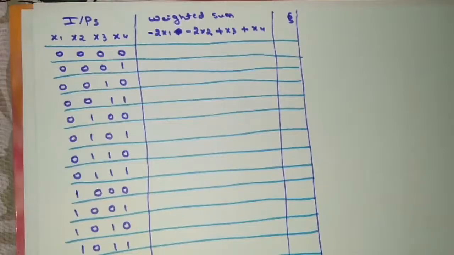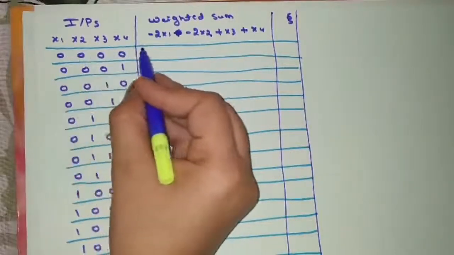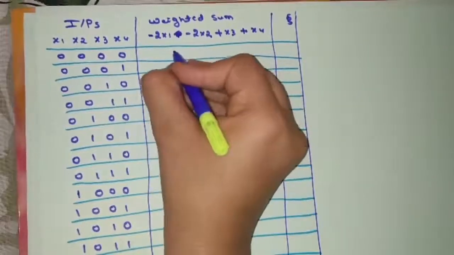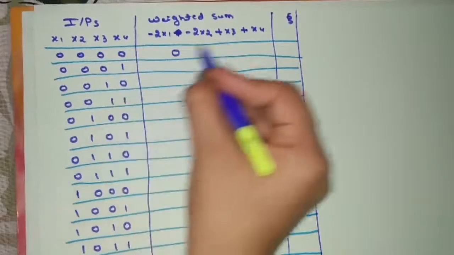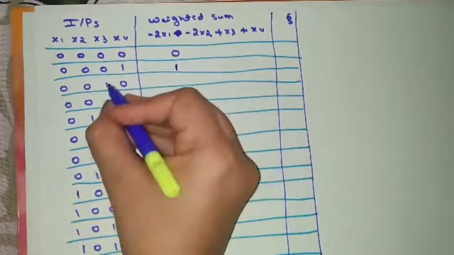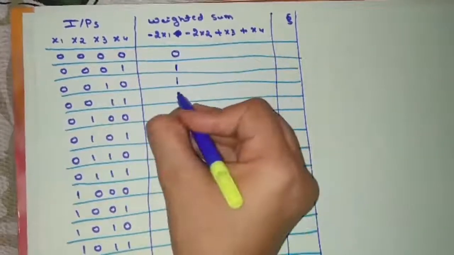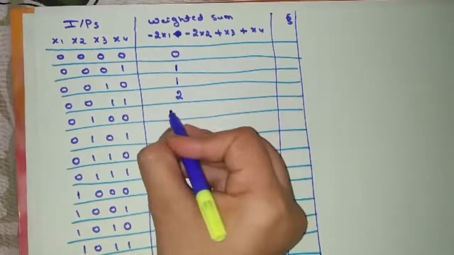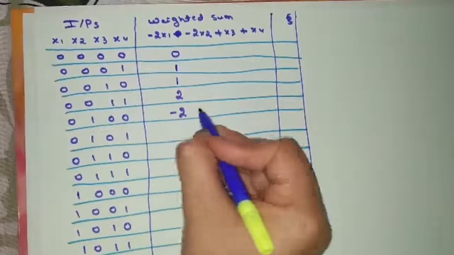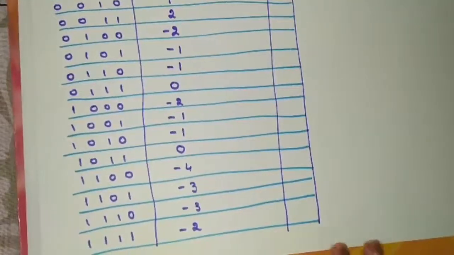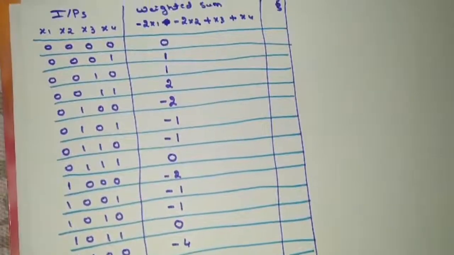Next we will go to the next step, that is the weighted sum. Just substitute the values of x1, x2, x3, x4 in this equation and write down the weighted sum column. First one will be 0, second we have 1 only at x4, that will be 1. We have 1 at x3, that will be 1. If we have x3, x4, that will be 2. Next we have x2, minus 2. Like this, just complete the whole column. So I have completed the whole column. Just cross check with your answers.